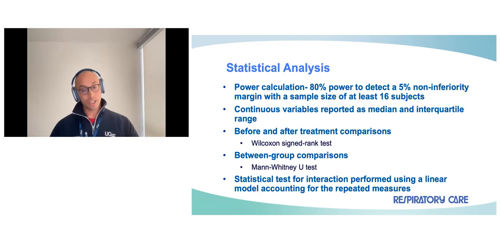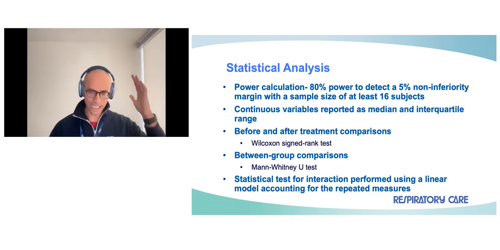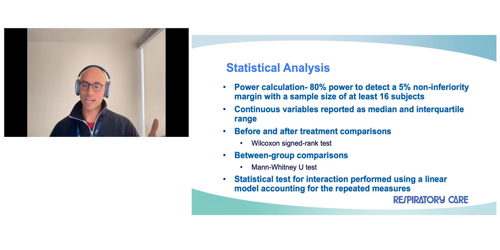So, the authors did a power calculation, and what they found is that they needed a sample size of at least 16 subjects. Now, to interpret their power calculation, we say that they had 80% power, which is standard. When you do a power calculation, you're looking for 80% power. That's standard. It's like a p-value of 0.05, 80%. So they had 80% power to detect a 5% non-inferiority margin, only needing a sample size of 16 subjects.